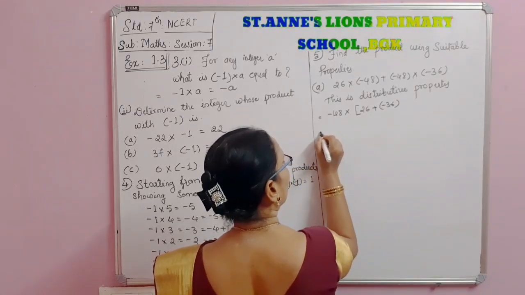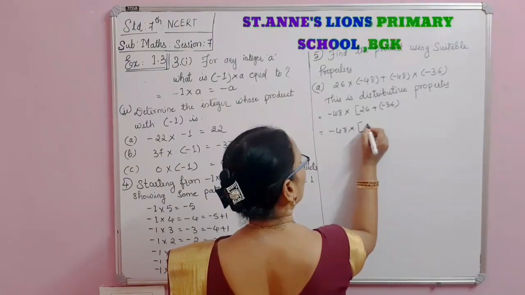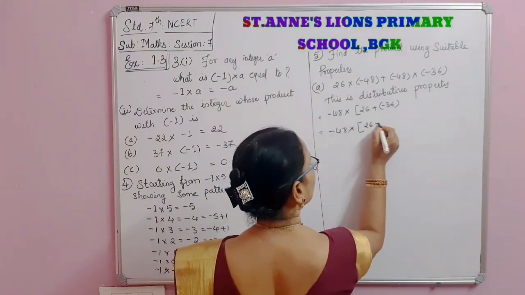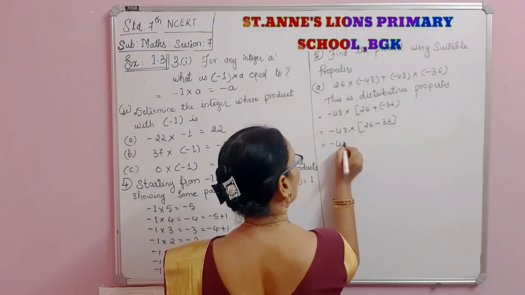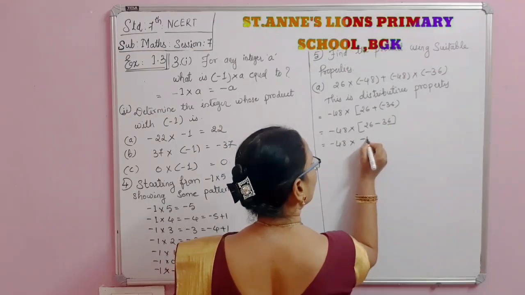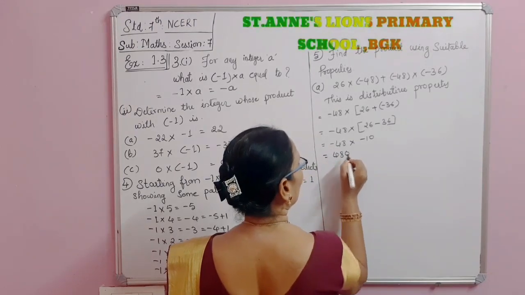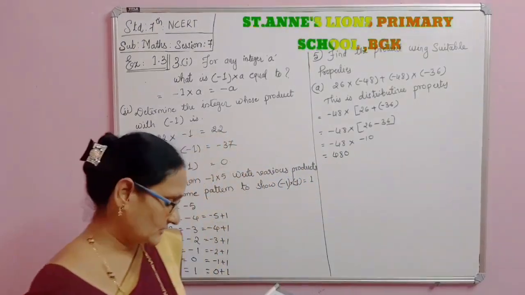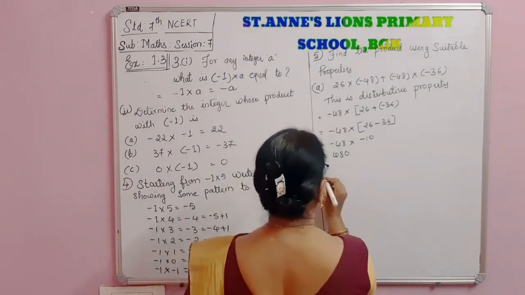Okay, minus 48 into 26 plus minus 36. So this is minus 48 into minus 10 it is. Minus into minus plus, answer is 480. So like this you have to solve this. Second one, B.